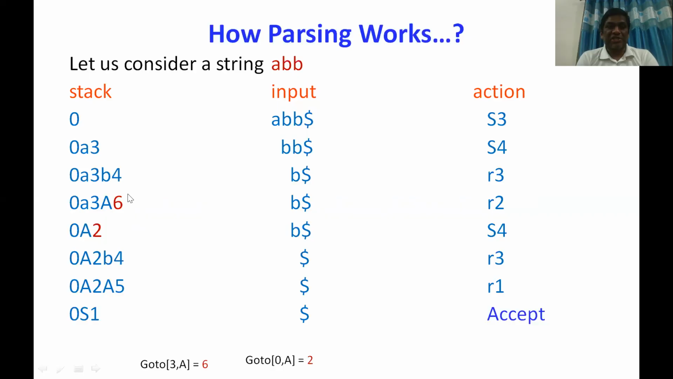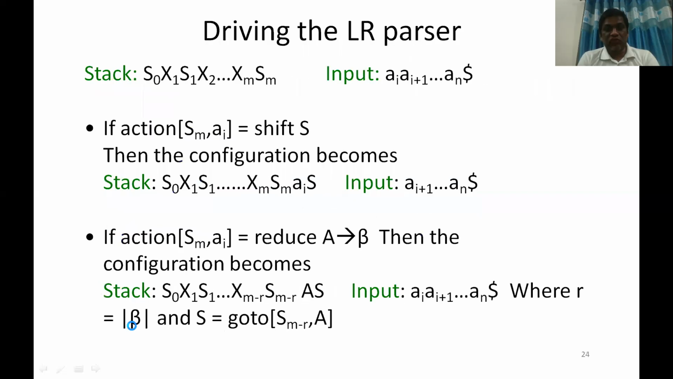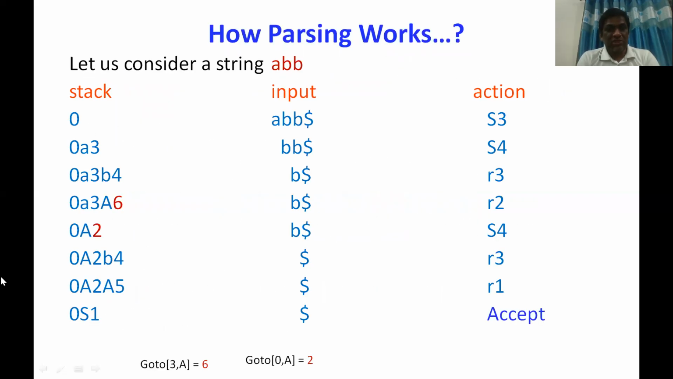Okay. Next. Now the combination is 6 on B. What is that saying? 6 on B says reduce 2. R2 is capital A implies small a, capital A. How many symbols are there? 2 symbols are there. So remove 4 symbols from the stack. That means 1, 2, 3, 4. These 4 symbols, A3 and A6, will be removed. So you are left with 0 only.